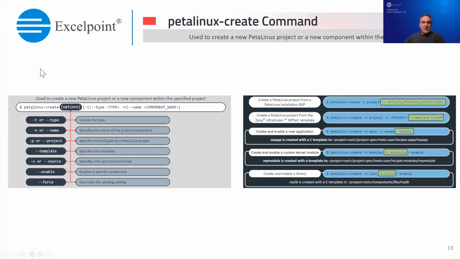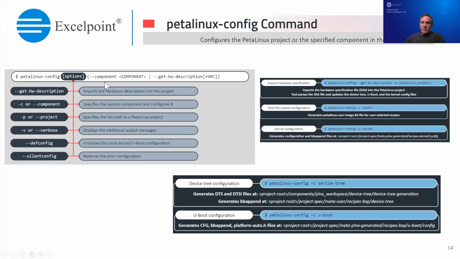The petalinux-config command configures the Petalinux project components in the menuconfig interface. The --get-hw-description is the command. It imports the hardware description into the project, so it needs a path to the XSA directory from which the hardware is imported. So this is the XSA which we had exported in the Vivado Design Suite. Once the hardware is imported, the project is initialized or updated to reflect the hardware configuration.